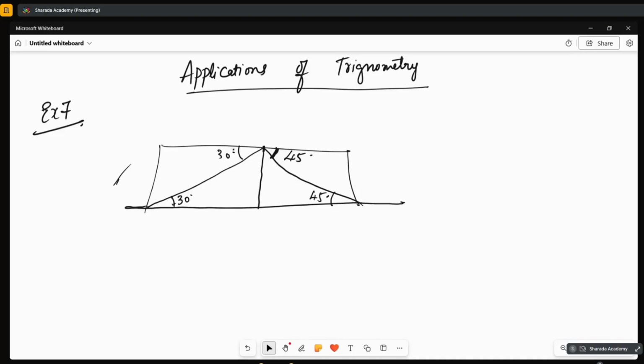And always remember, angle of depression and angle of elevation will always be equal because they are alternate interior angles. See, these two lines, if I draw here, these two will be parallel and this is a transversal. So this is angle of depression, this is angle of elevation. So always it will be the same. So this is 30, this is 45.